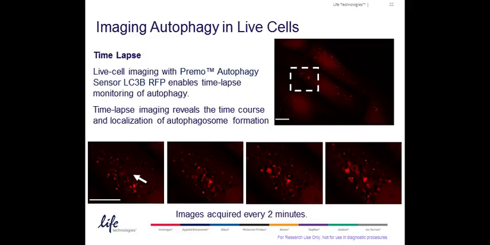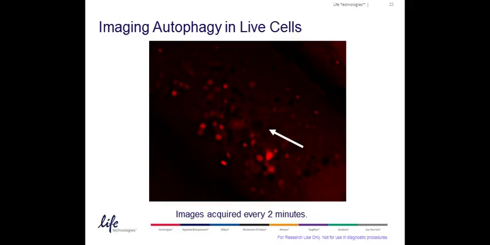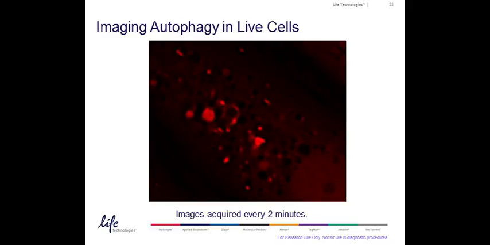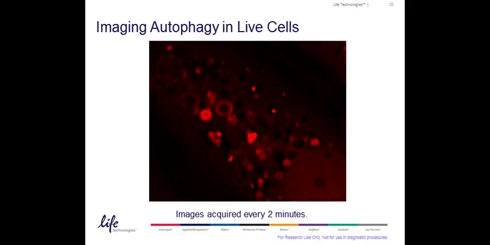Here's an example of time-lapse imaging of autophagy in U2OS cells. Here they've been nutrient deprived and the cells are expressing the RFP version of LC3. And one can see over time the formation of an autophagosome. Here we've acquired images every 2 minutes to fully capture the process. If we look at the region indicated by the white arrow, this is the site where the autophagosome forms. And we can see it forming over time and moving throughout the cytoplasm of this cell.